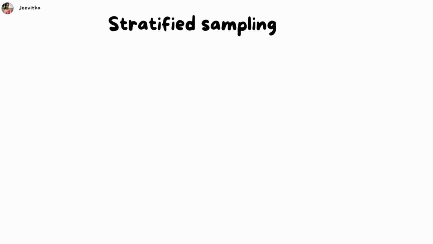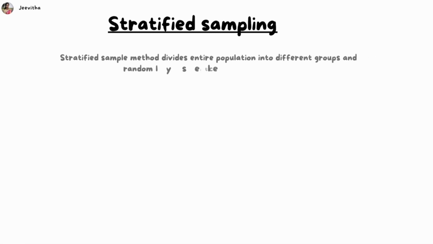The next one is stratified sampling. The name itself shows strata. Strata means different layers, right? So what the stratified sampling method does is divide the entire population into different groups, and then we randomly select people from each group. So what do I mean by that?